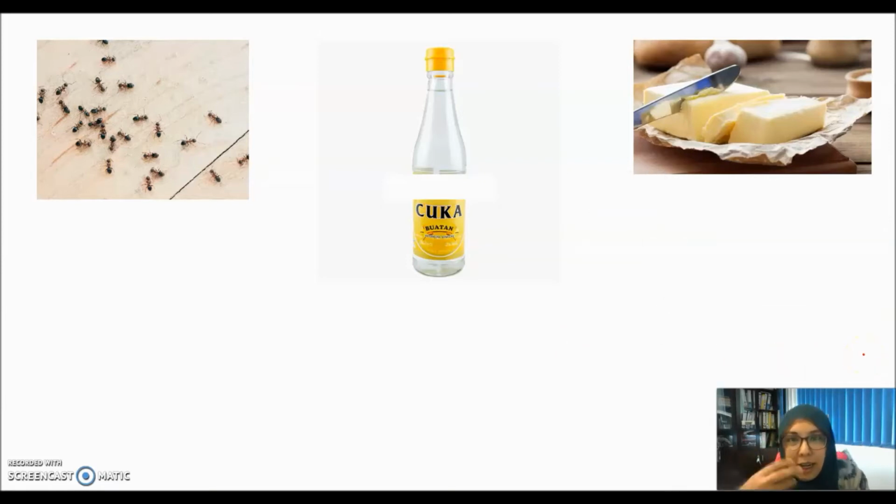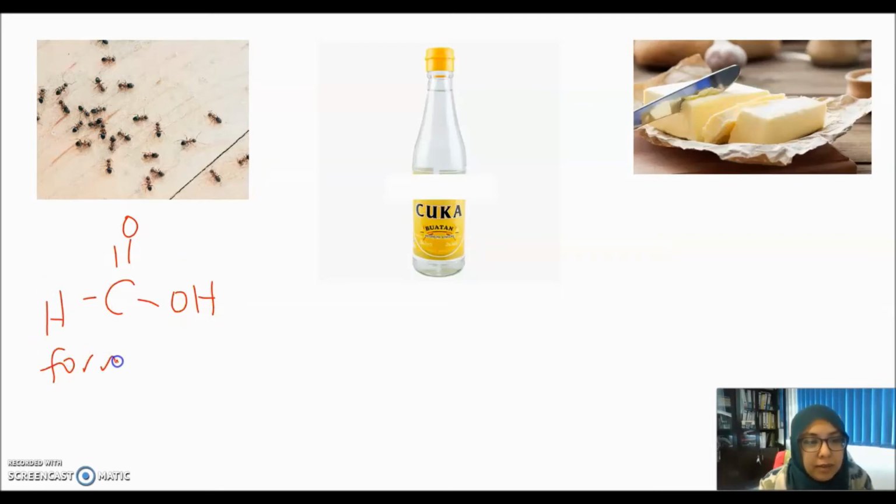They all contain carboxylic acid, and let me show you. The first one, ant: even the name of formic acid is derived from ant. Ants contain formic acid, and it looks like this. Formic acid is a common name. The IUPAC name is simply, as there's only one carbon, met, and because it is an acid, methanoic, with the oic and acid.